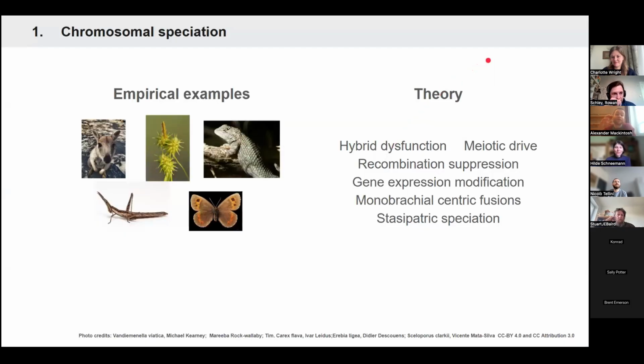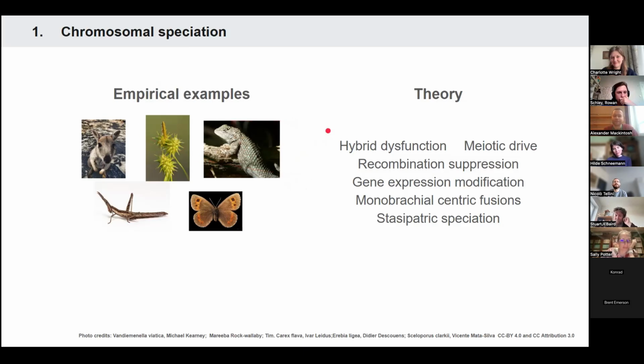Fortunately, Charlotte gave a really clear introduction and overview to this idea of chromosomal speciation, where differences in chromosomes or genome arrangement between populations can promote, facilitate, or even drive reproductive isolation and the emergence of new species. So I won't give an additional introduction, but what I'll do instead is give my opinion or impression of research currently on this topic.